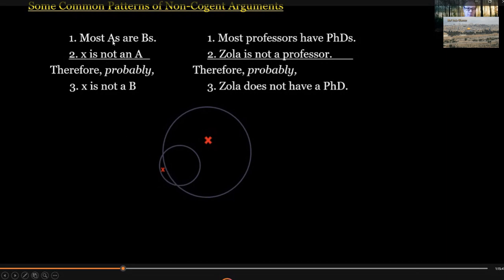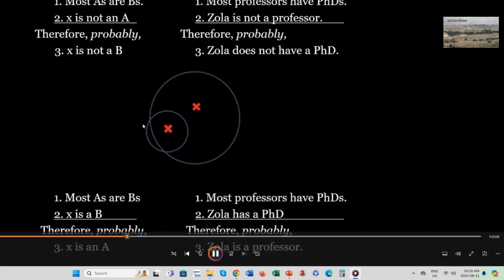So when we find out most A's are B's, that's the circles, that's premise one. Premise two, X is not an A. So X is out here, right? And the conclusion is that X is not a B. So they're saying X should be out here, outside of both circles. But that's non-cogent because it's possible and probable, and we just have no way of telling whether it's probable or not that X is not a B. It's equally probable. Maybe he's outside the B circle, maybe he's inside, as I've depicted here. Those are equal probabilities.